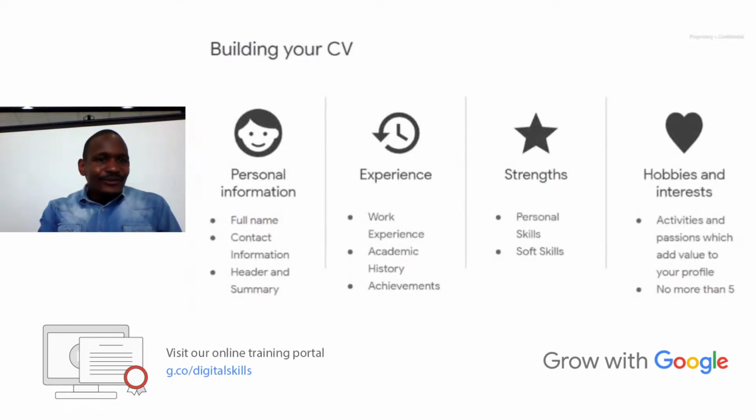How to build your CV. When you're talking about a CV, there are 4 key things that we need to look at. One is the personal information. Two is the experience. Three are some of the strengths that you have. And the last thing includes some of the hobbies and interests, so that you can communicate perfectly about your individual personality. The moment you include these 4 things, you will be in a position to know what exactly this person is or has to offer.